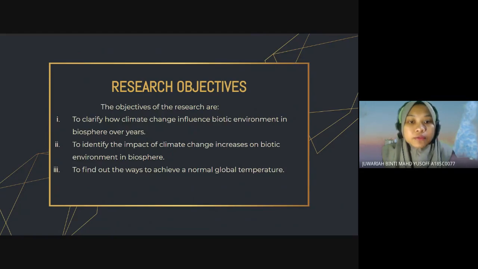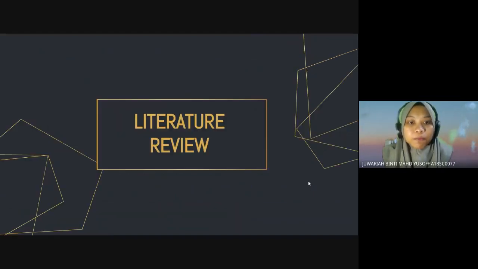The objectives of the research are to clarify how climate change influenced by the environment in biosphere over years, and then to identify the impact of climate change increases on biotic environment in biosphere. Last, to find out the ways to achieve a normal global temperature.